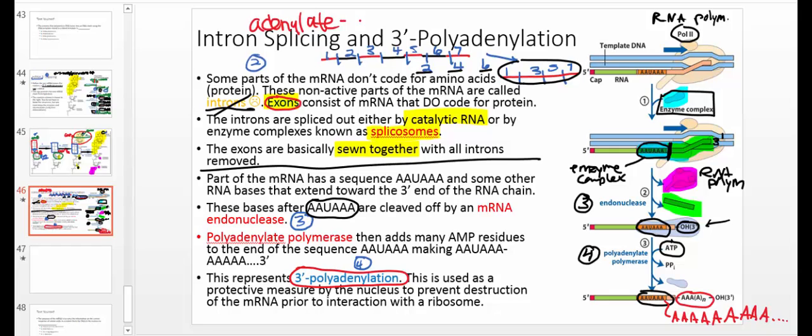Adenylate is simply a molecule of adenosine monophosphate, AMP. Literally what you're adding is adenosine monophosphates, but the A is just representative of the nitrogenous base adenine. So you can more or less assume that you're just adding a bunch of adenine-based nucleotides to the 3' end. Once that is completed, then the enzyme complex dissociates.